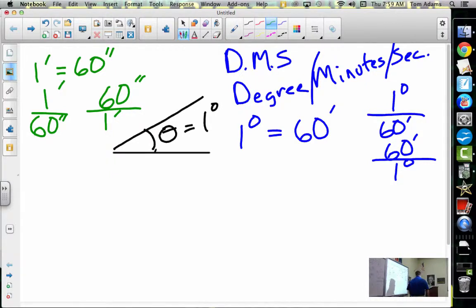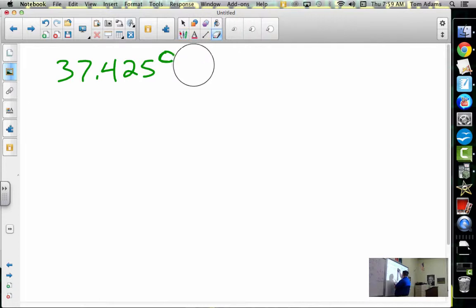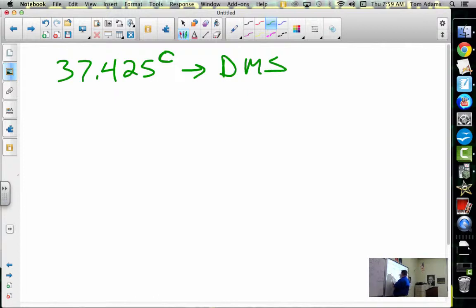So it's smaller. So for example number 1, what they want us to do is convert 37.425 degrees to DMS, degrees, minutes, and seconds. Well, the degree part we have down. It's 37 degrees, right? We know that. My smart board is not so smart today. I've got to figure out what's wrong with it.